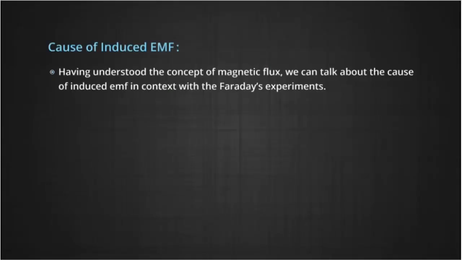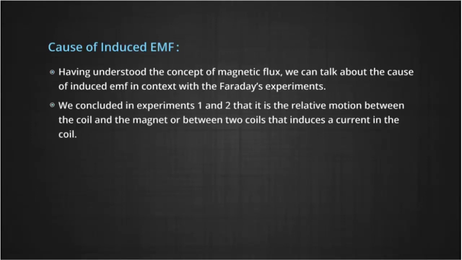Cause of induced EMF. Having understood the concept of magnetic flux, we can talk about the cause of induced EMF in context with the Faraday's experiments. We concluded in experiments 1 and 2 that it is a relative motion between the coil and the magnet or between two coils that induces a current in the coil. The question is why? What happens when there is a relative motion between the two or when there is no relative motion between them? The answer lies with magnetic flux.